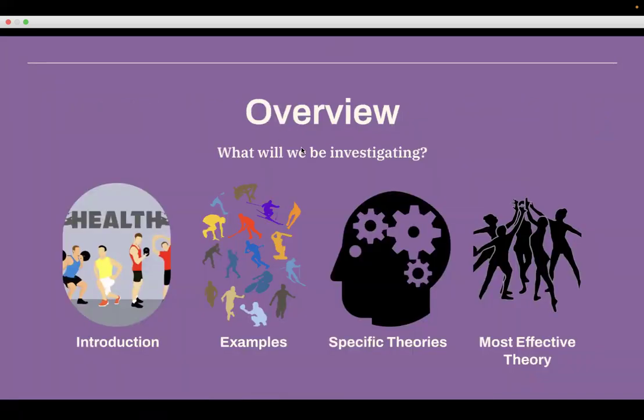So, just a quick overview. Today we will be discussing physical activity, just what it is, the importance behind it. We'll also be discussing our health campaign examples, which will include our poor example, average example, and great example. And then we'll also implement the specific theories that fit well with those examples, and then discuss the overall effective theory for physical activity.